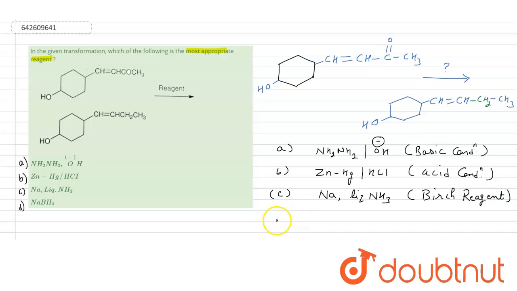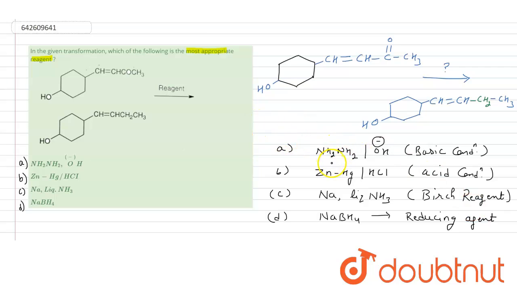And in option D it is given sodium borohydride. It is a kind of reducing agent.